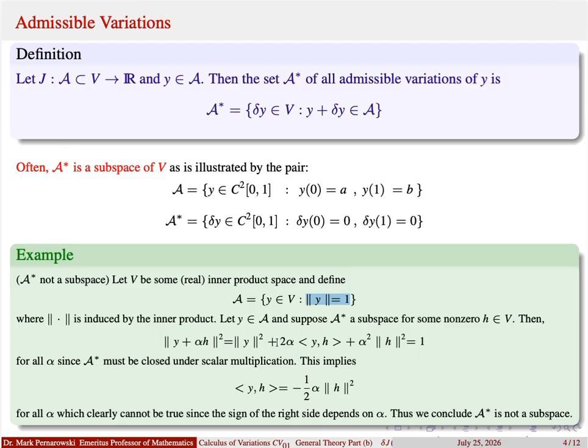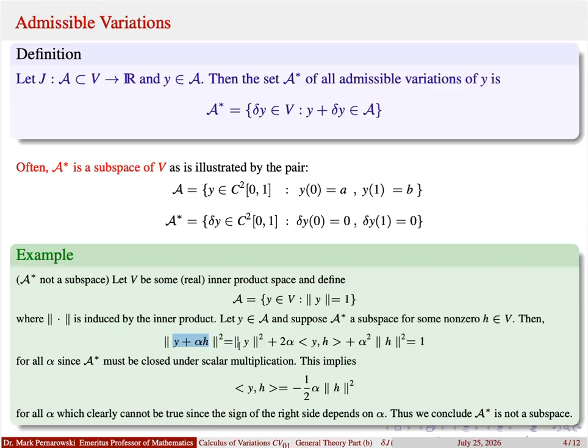It means if I take some h in this vector space and I add it to y, so here we're going to go y plus some number alpha times h, is this thing in the set A anymore? It should be pretty clear the answer is no, but let's see how that pans out. So I start with a y that I know is in set A, so I know that the length of y is 1. Let's figure out what the length of y plus alpha h is.